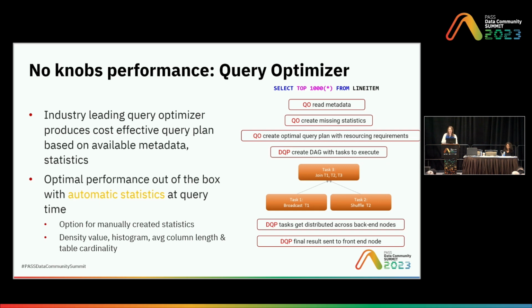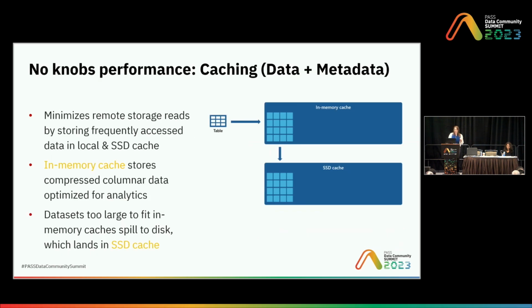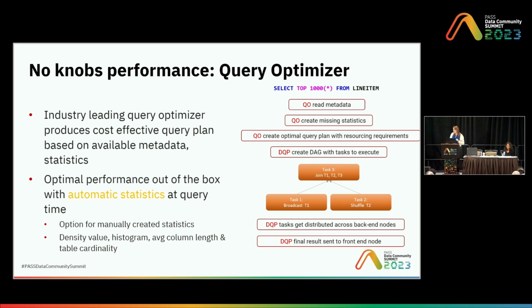So once the DQP takes these tasks and executes them across all the backend nodes, which you saw in the previous slide, those nodes are responsible for executing the tasks and then delivering the results back to the SQL front end. So that's a little bit about how our query optimizer works. Just to hone in on that, right?